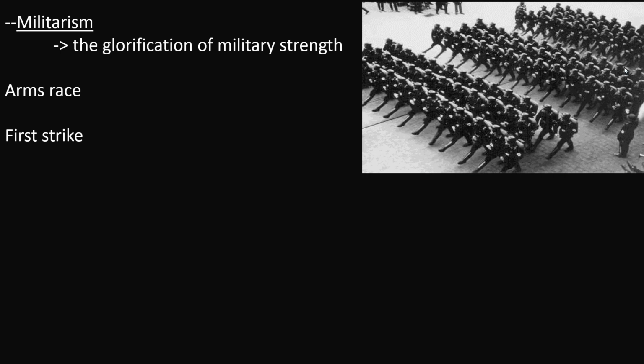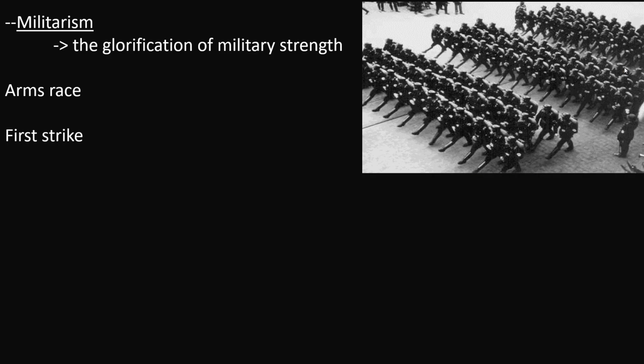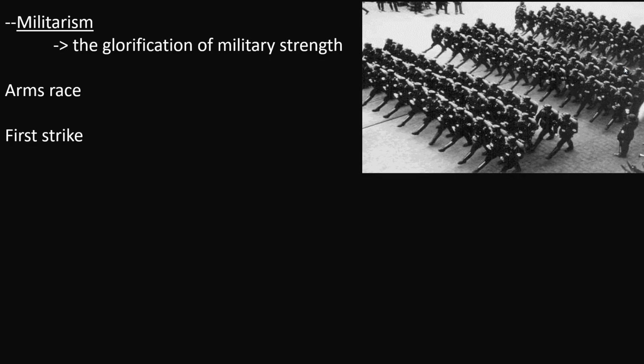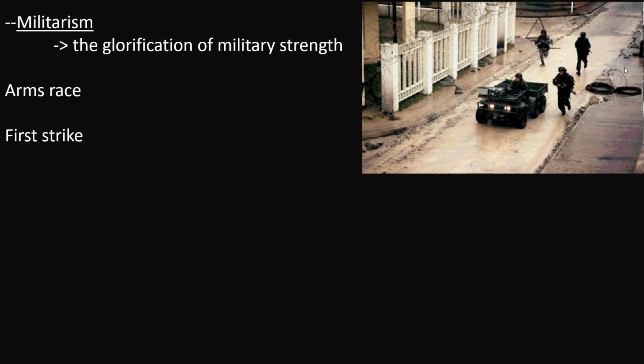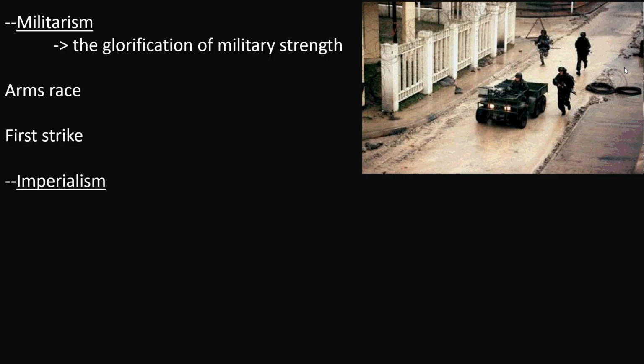Well, with all of this glorification of militarism, the chances of two countries using diplomacy and sitting down and figuring out peaceful solutions to their problems weren't going to happen. So militarism is definitely a cause of this huge First World War. A third cause is going to be imperialism.